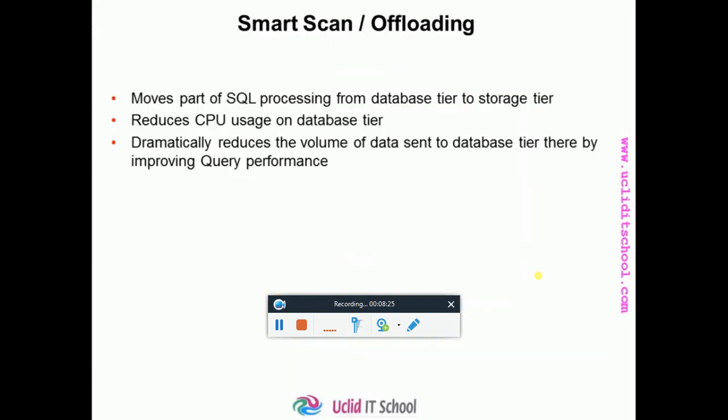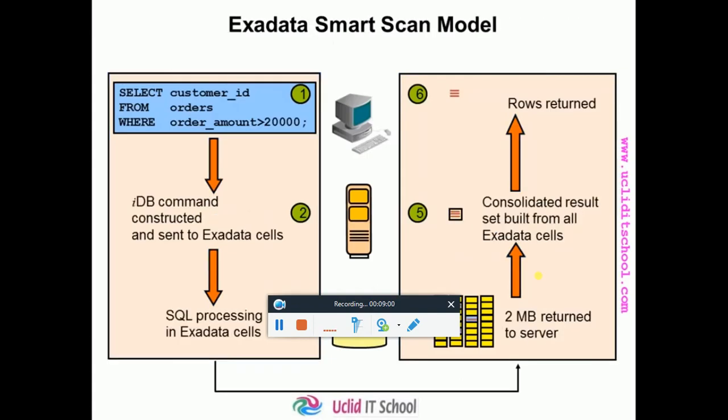So now you look at these statements, you will be able to understand better. Smart scan moves part of SQL processing from database tier to storage tier. Reduces CPU usage on the database tier. Dramatically reduces the volume of data sent to database tier, thereby improving query performance. Okay. So that is the concept of smart scan.